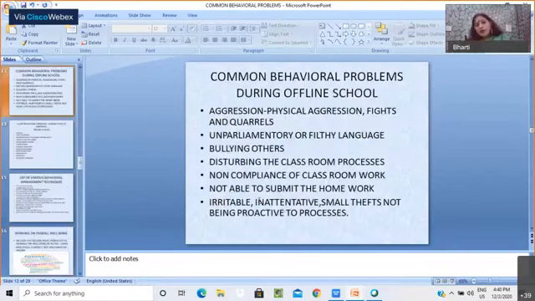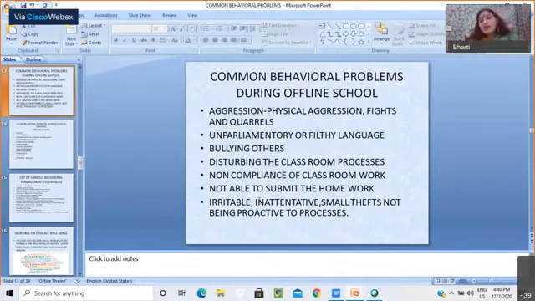Now, common behavioral problems during offline classes: aggression, physical aggression, fights, quarrels are very common. You must have seen this in your day-to-day classroom teaching also. Now, how to resolve it? And then children using unparliamentary or filthy language, bullying others. Now, bullying others is not just physical bullying or verbal bullying. It has now taken another direction of cyberbullying.